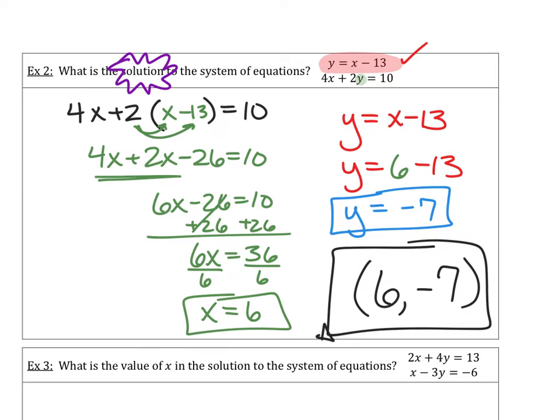Now, if I wasn't sure that this was correct, what could I do to check this answer? Yeah, you've already got one of them solved for y. Just solve this other equation for y and graph it. These would be 2 lines, and their solution, the point where they cross, would be the coordinate 6, negative 7. And that's how you know you got this question correct.